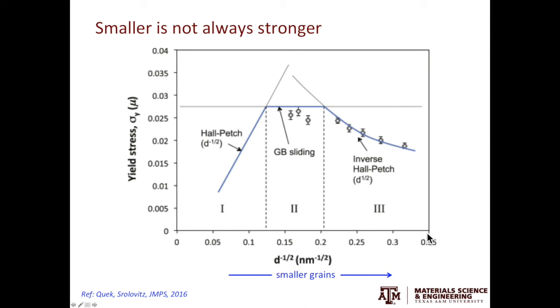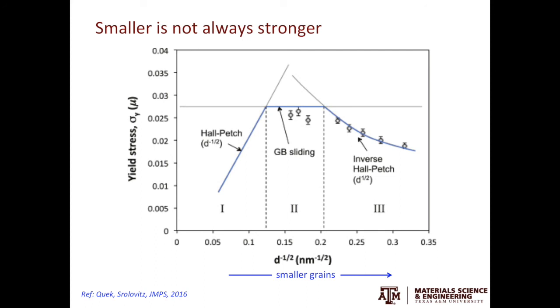From the figure, you can see initially, as you decrease the grain size, the yield strength increases. However, after that, it will reach a plateau, and eventually, the yield strength will decrease as the grain size decreases further. The loss of the strengthening effect with increasing number density or area fraction of grain boundaries is due to a switch of deformation mechanism.